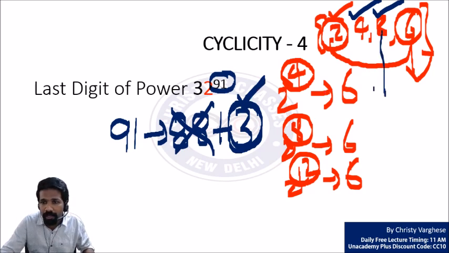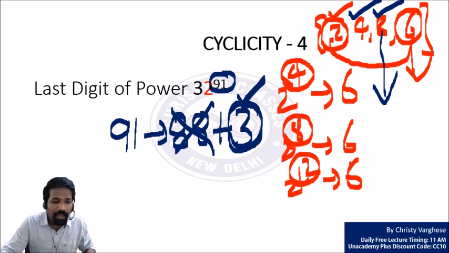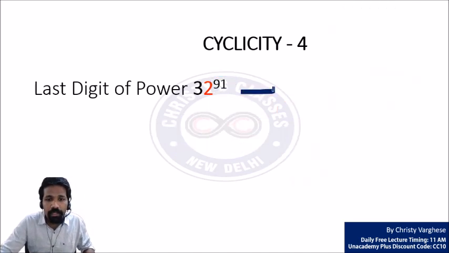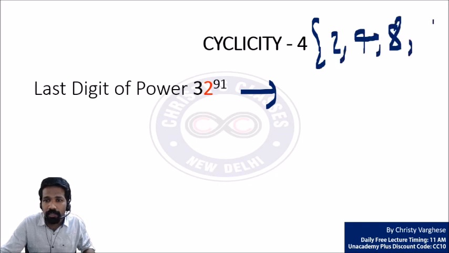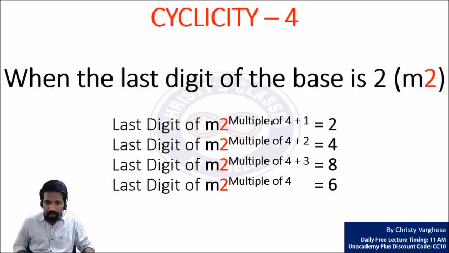Third type means third element. That means 32 raised to 91, the answer is the third element in the power cycle. 2486 is the power cycle. Third element is 8. So the answer is 8. That is the idea. I will summarize what I just told.